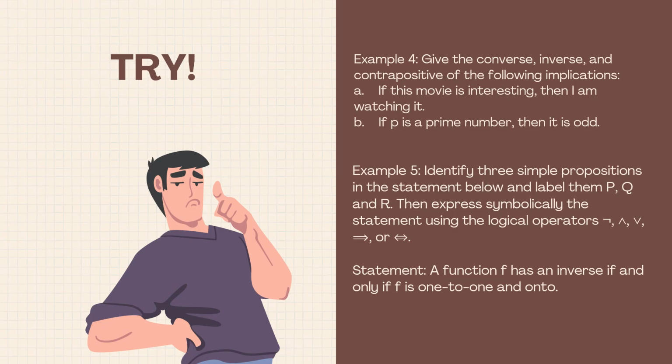So let's have an example. Give the converse, inverse, and contrapositive of the following implication. So we have the letter A. So what's the converse of letter A? Remember, converse will be if Q, then P. So this is the movie interesting. This will be P. Then I am watching it will be Q.